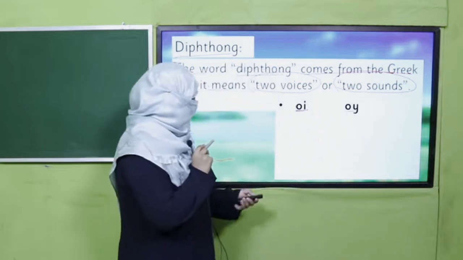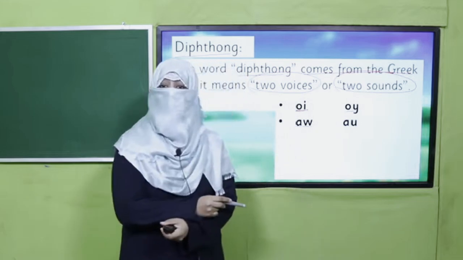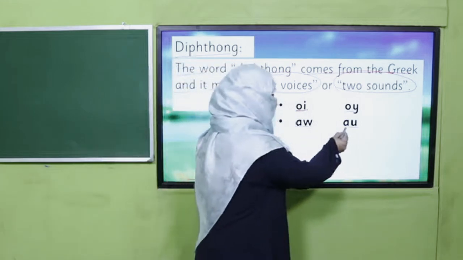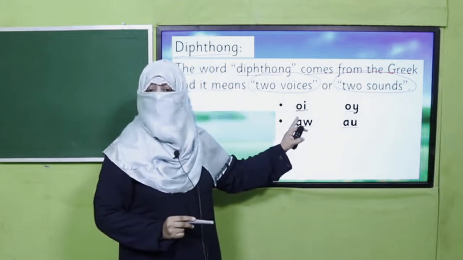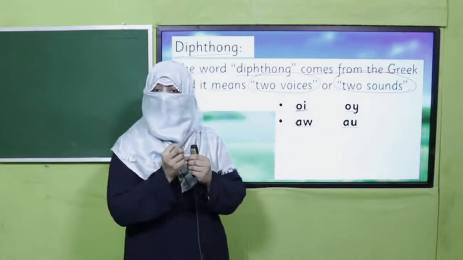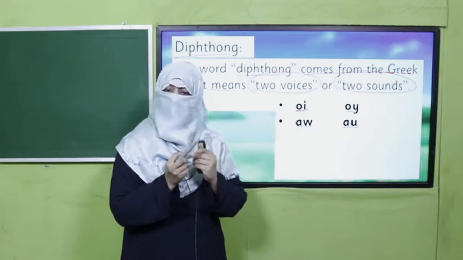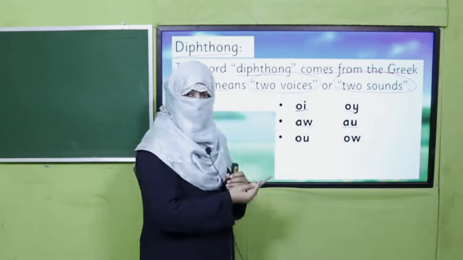All right. The next is AW. AW says aw. And AU says aw. Apparently these letters are different, but when they are together in a word, their sound is aw. AW says aw. AU says aw. And the next group is OU.